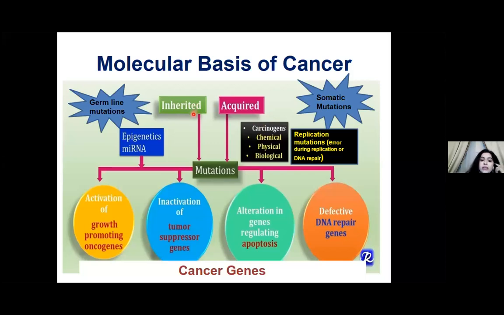Only 5 to 10%, or almost 15%, of cancer is inherited. And the main difference is that this mutation passes to the other generations because it's a germline mutation, but it only constitutes about 15% of the causes of cancer.